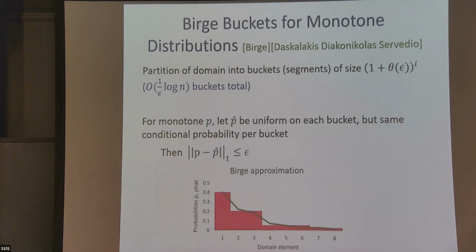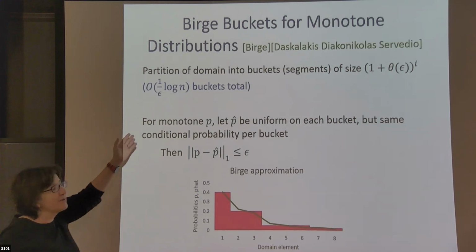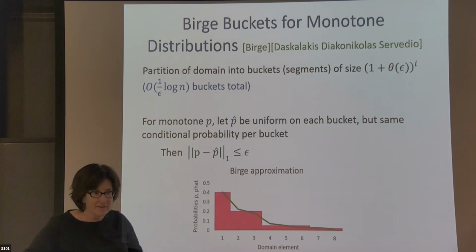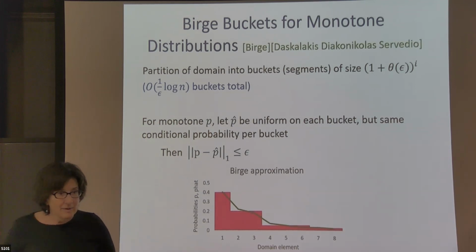And this is really cool. Why is it cool? Because you don't even need to see a single sample from this monotone distribution in order to be able to figure out this partition. The partition does not depend on P. The partition is oblivious. So this is wonderful.